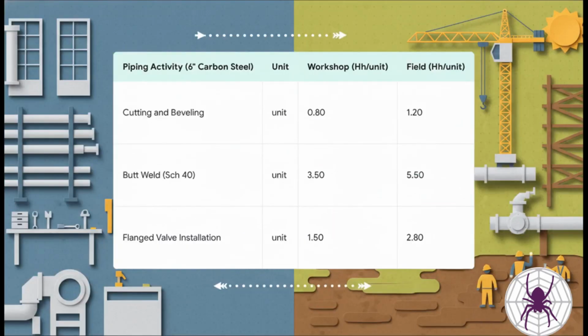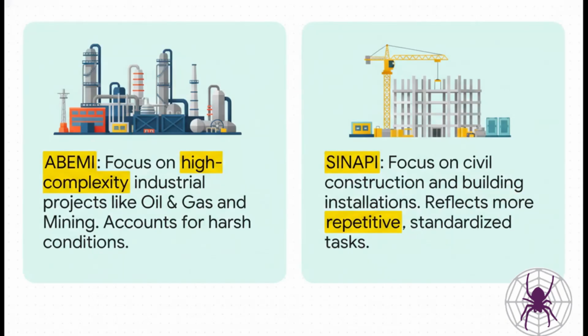And for piping, you see this absolutely crucial distinction. Work that's done in a controlled workshop is way more productive. It takes fewer man-hours than doing the exact same task out in the field, where you're dealing with weather and all the other chaos of a job site. So what this all boils down to is picking the right tool for the job. ABMI is for that really tough, complex industrial work. SINAPI, another Brazilian standard, is your go-to for more typical civil and building projects. And trust me, using the wrong one can sink your budget from day one.